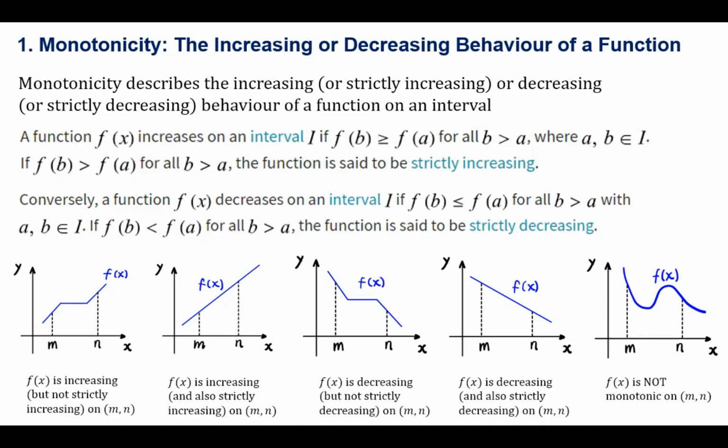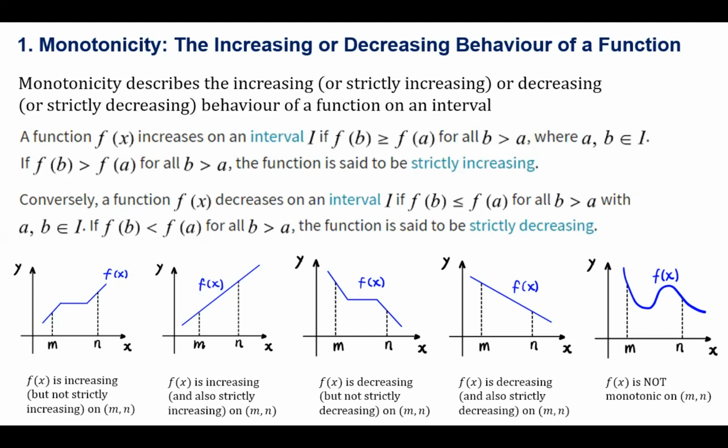So the concepts of increasing, decreasing, strictly increasing, and strictly decreasing are illustrated in the following 5 graphs. In the bottom left, we can see that for any a less than b, we have f(a) smaller than or equal to f(b), right? Therefore, in this case, we say f(x) is increasing, but not strictly increasing on the open interval m to n.